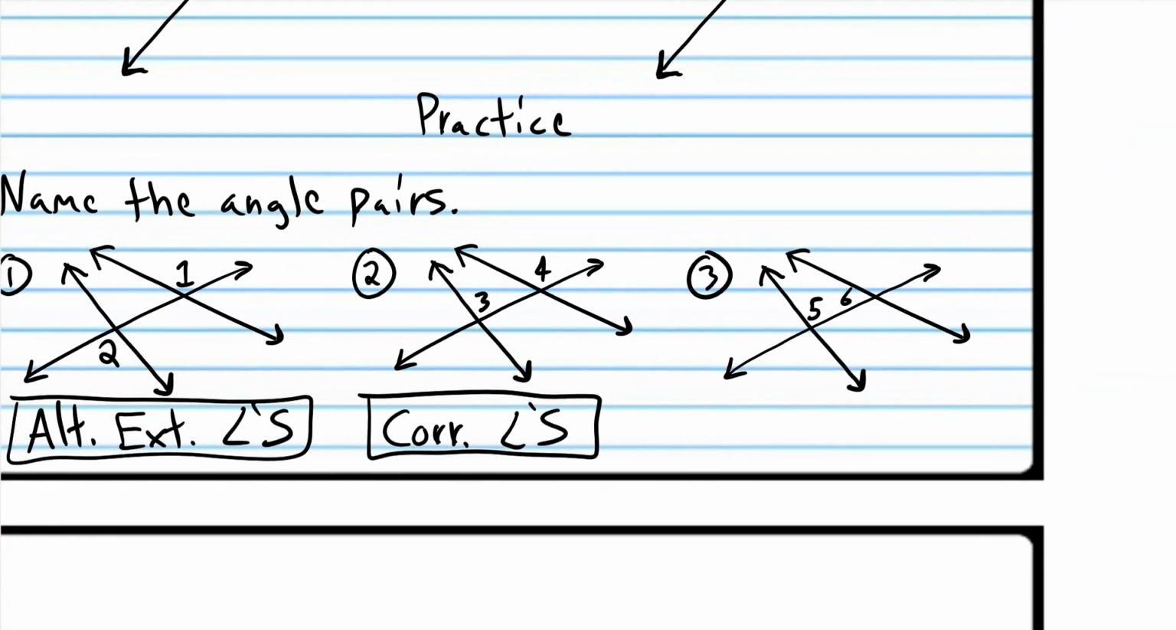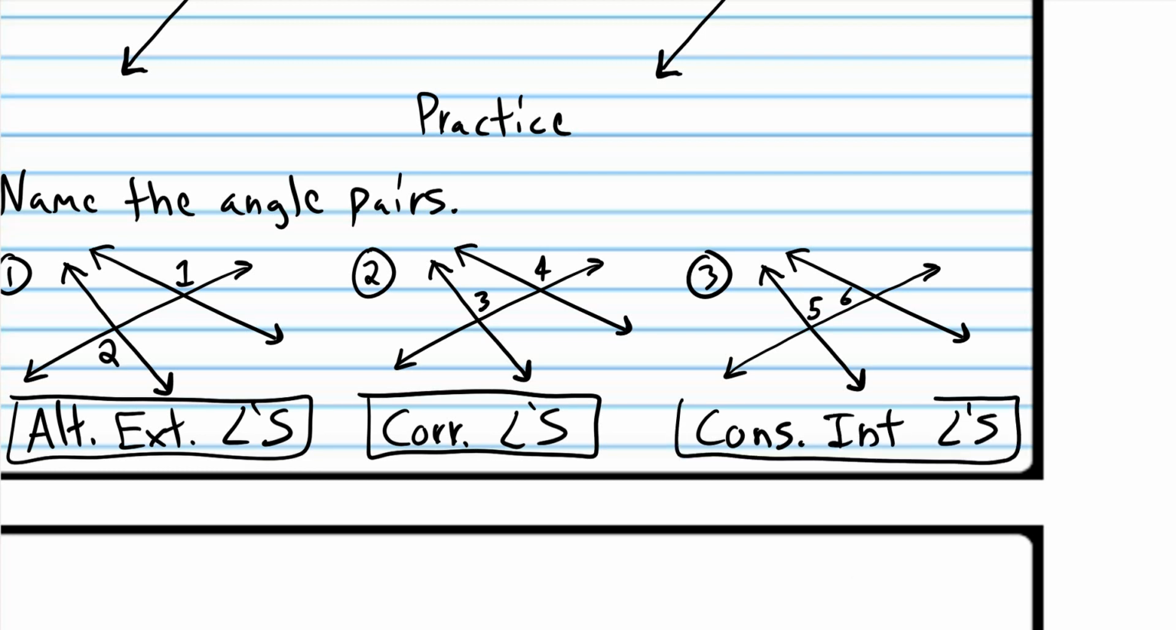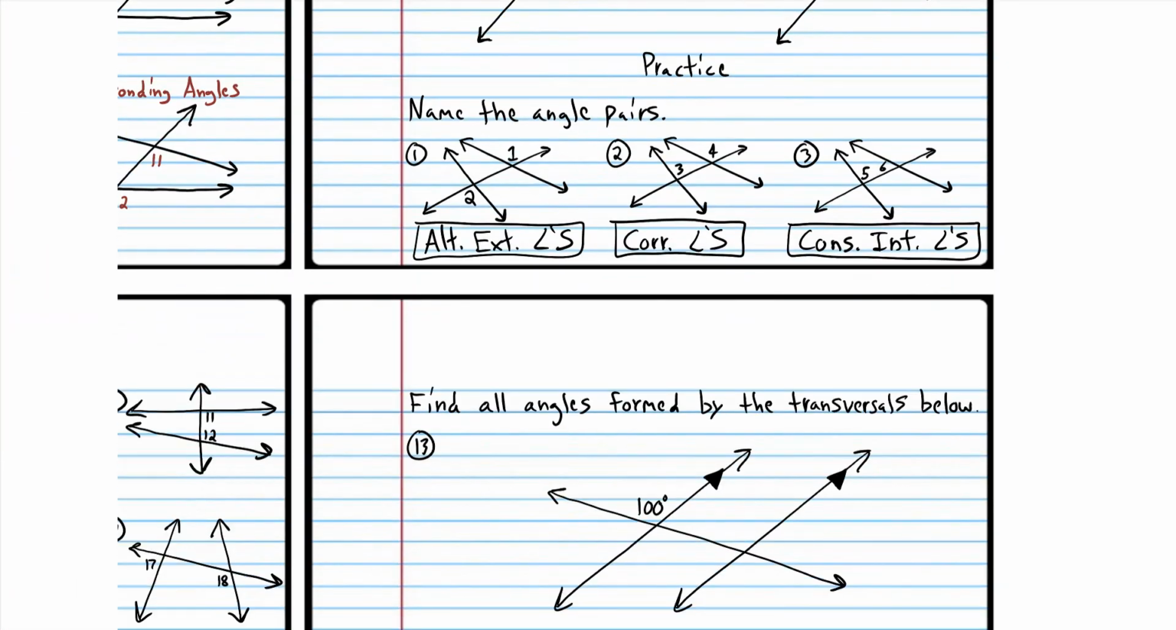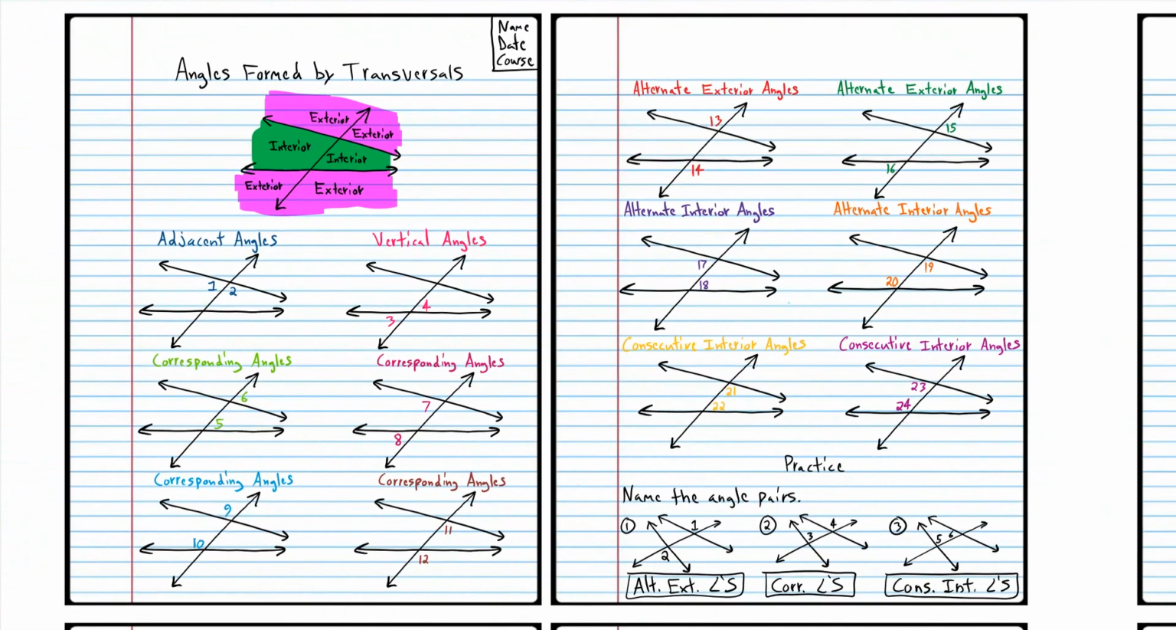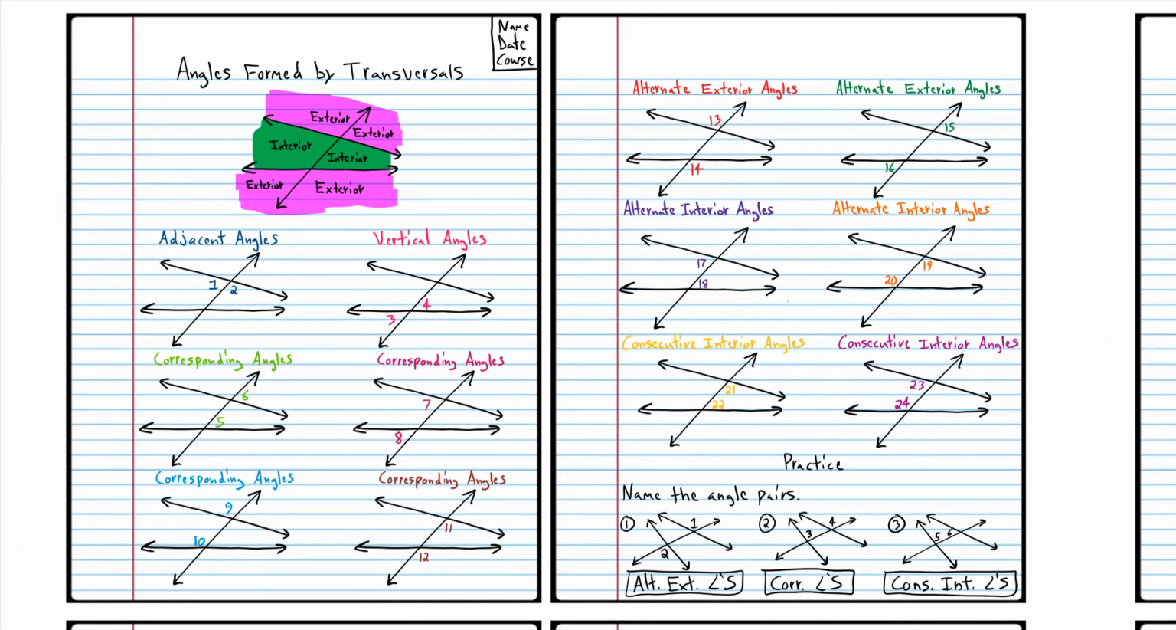So do you get the picture here? These are on the interior. So they're interior angles, and they're on the same side of the transversal. They're both on top of the transversal. So those are consecutive interior angles. So again, we're just naming the angle pairs. And if you didn't get a screenshot, do that now. You can't do these problems unless you have a screenshot.